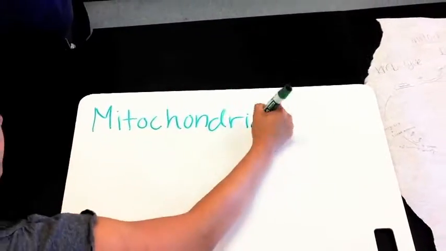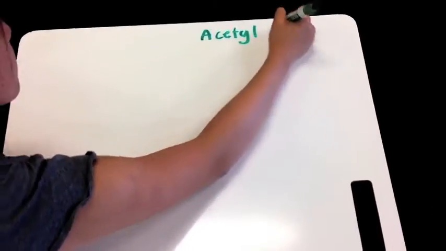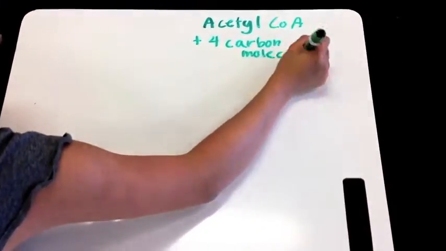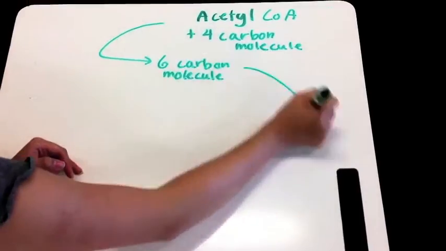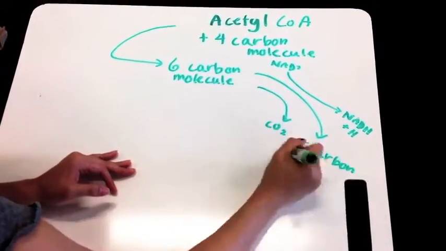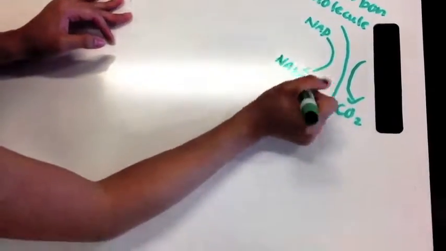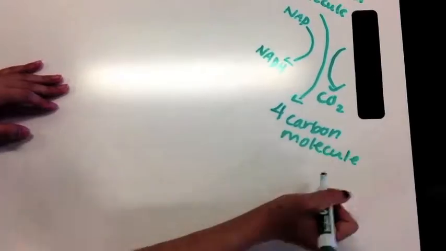The next step takes place in the mitochondrial matrix and is known as the Krebs cycle. Acetyl-CoA combines with a 4-carbon molecule forming a 6-carbon molecule. This is then broken down into a 5-carbon molecule by releasing carbon dioxide and converting NAD to NADH. The 5C molecule is then broken down into a 4C molecule by the same process.